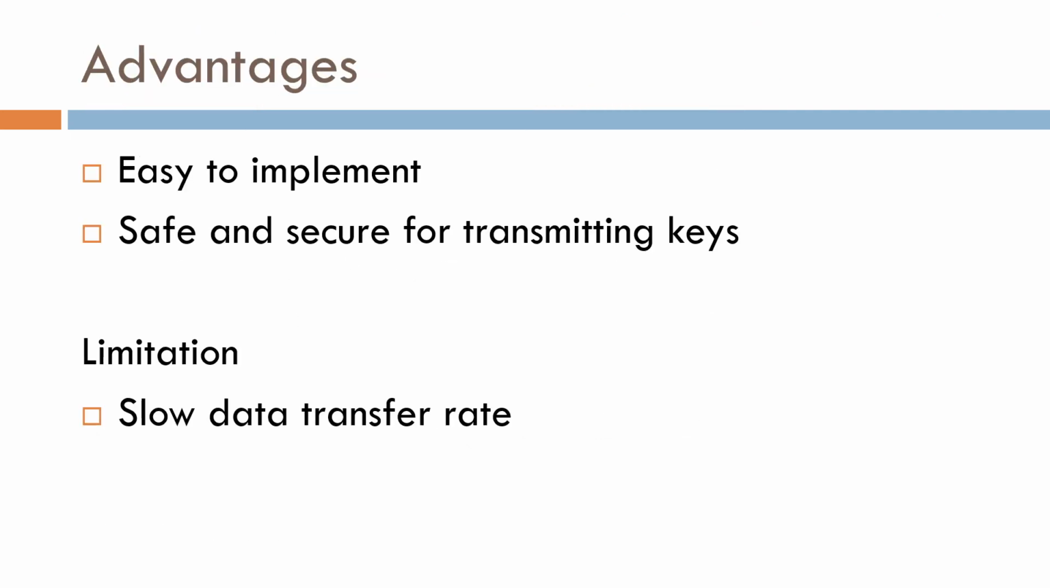So the advantages of the RSA algorithm are that it is easy to implement and it is safe and secure for transmitting keys, mostly short-term keys. And the limitation of the RSA algorithm is that it reduces the data transfer rate because of the factorization of prime numbers.